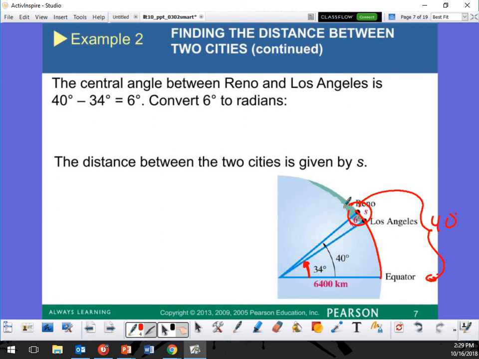But whenever I'm doing one of these, since this is the Earth, and we're looking for the pizza crust of the Earth, we're going to be using the same formula. But in this case, I'm starting with degrees here. What do I have to do? I can't use degrees, can I? Convert to radians. So it's going to be 6 degrees times pi over 180.